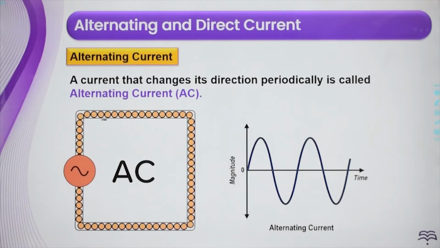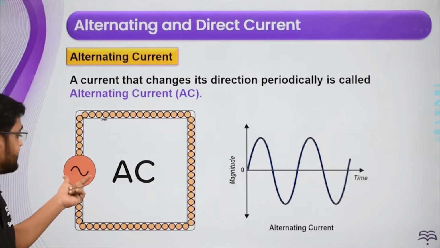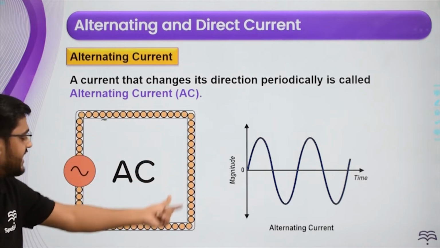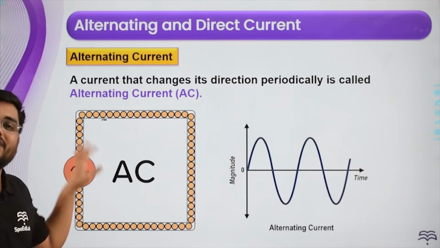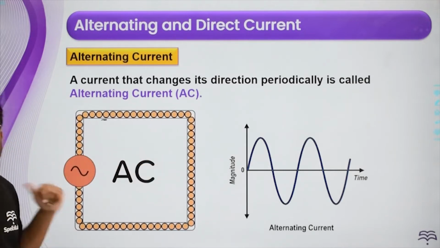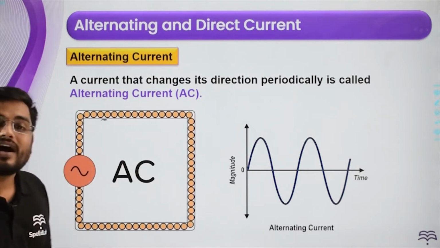This is the symbol for an AC source, and these are all the electrons, and they are just vibrating. If you see any of the electrons, it is never leaving its original position. It's just vibrating, and that's why this type of current is called alternating current.